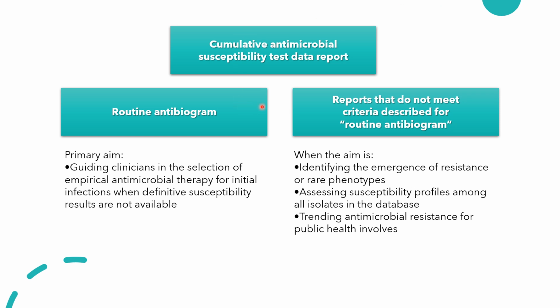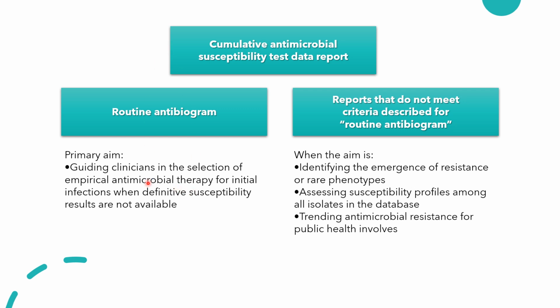So what is the antibiogram? We have a cumulative antimicrobial susceptibility test data report. What do we mean by cumulative? It means that over a specific time, for example 1 year, we have a lot of information, a lot of data in terms of bacteria and susceptibility patterns. So we can use this information in terms of routine antibiograms, and the aim of a routine antibiogram is to guide clinicians in selecting empirical therapy.